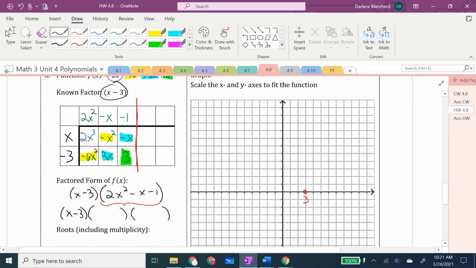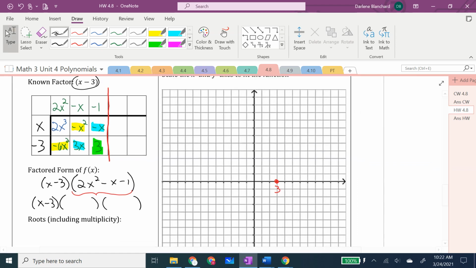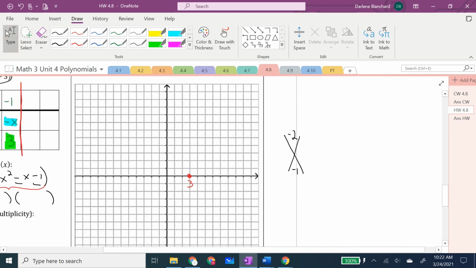And do you want me to talk through the factoring slowly? Okay. So I'm going to start with the diamond. And the diamond is a times c, 2 times negative 1. And then the b is negative 1. Two numbers that multiply to make negative 2. And let's see, negative 2 and positive 1 multiply to make negative 2. They also add to make negative 1. So that's my winning pair of numbers.